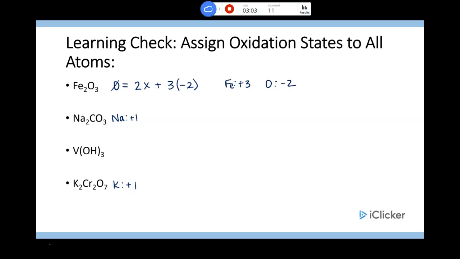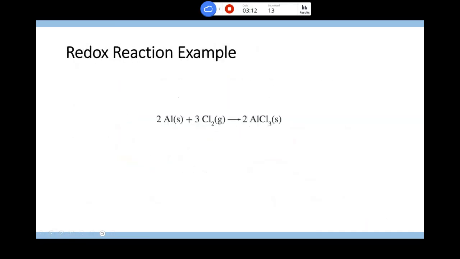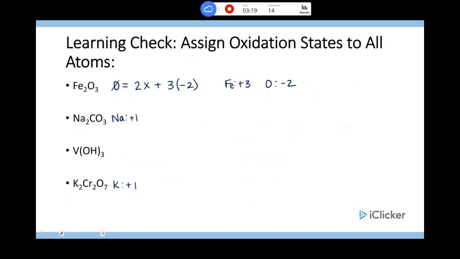If you are done with this page, just because I see some of you have submitted, I'm still going to give you all a few more minutes, but if you are done, you could go to this page and assign oxidation states to the elements here. We'll do that as a class, but just to give you all something to work on.